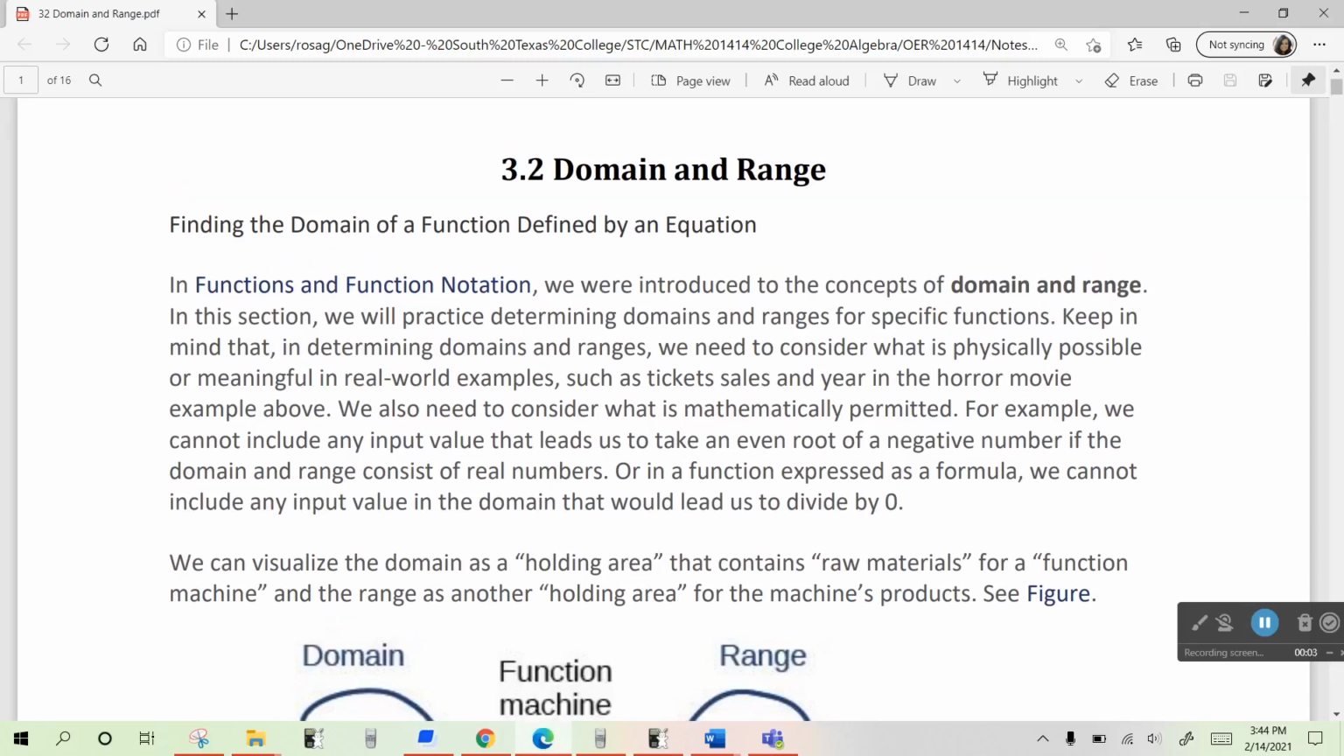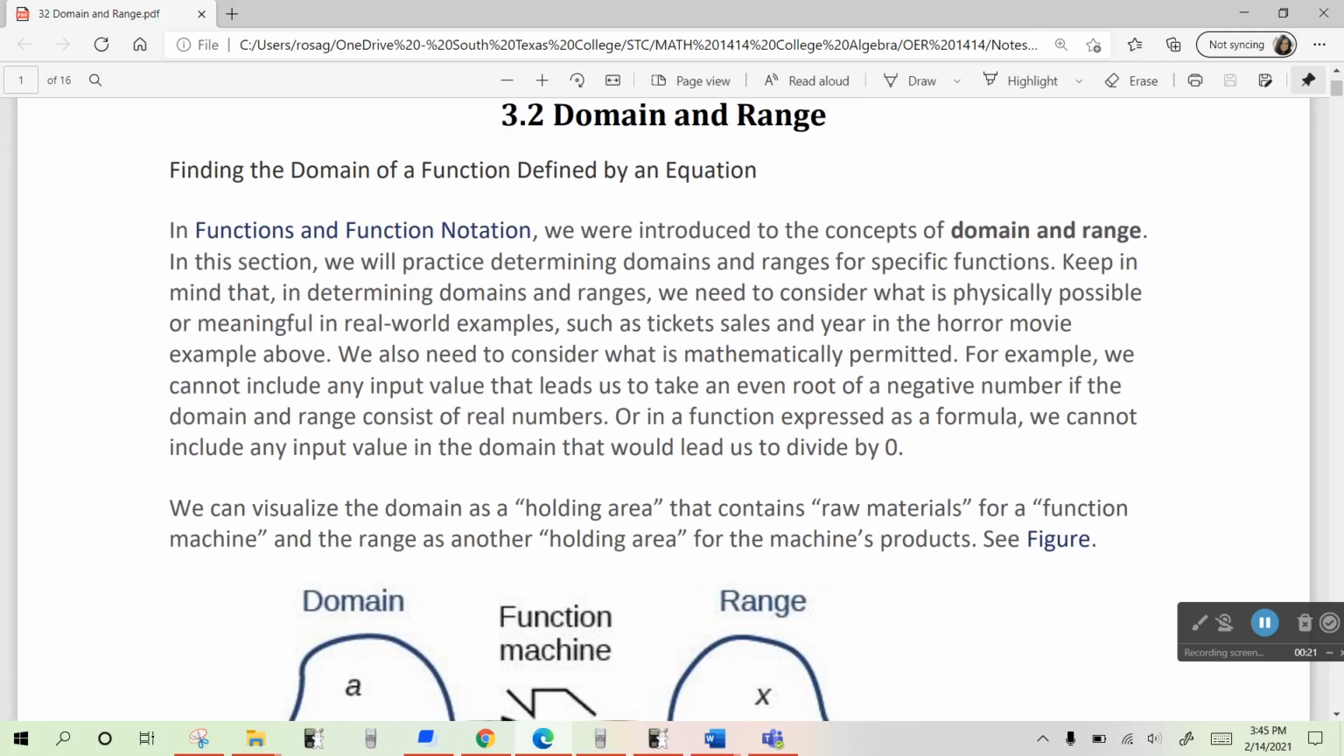Let's talk about domain and range. When it comes to domain and range for graphs, I think it's going to be one of the hardest parts of the class for some of you. For some of you, it's going to be super easy. That's one of those polarizing topics that some students find really easy to do and some students struggle a lot with it. So just keep that in mind.